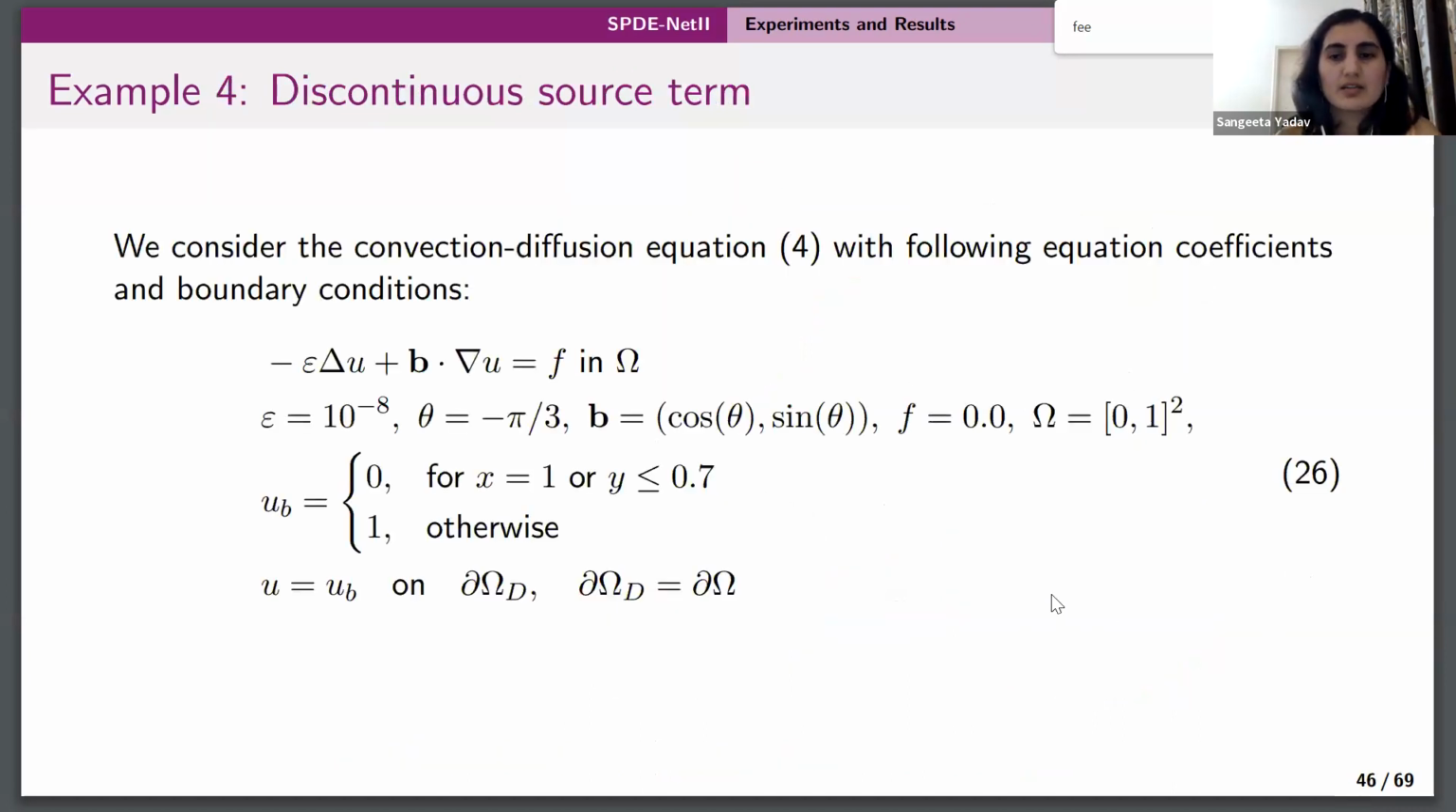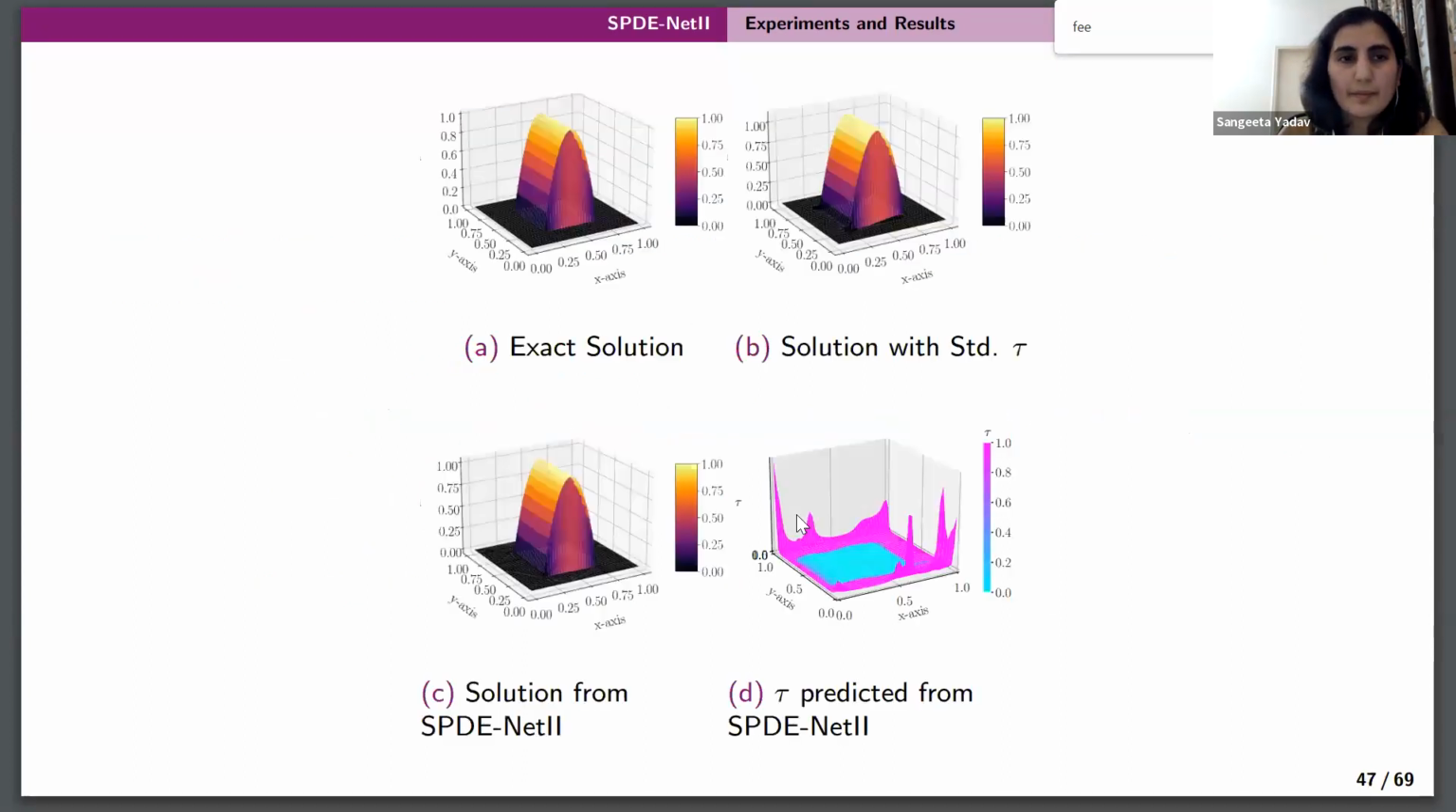In the last example, we have a discontinuous source term. This is how the solution from these two techniques looks, and this is the value of the tau predicted from SPD net 2.